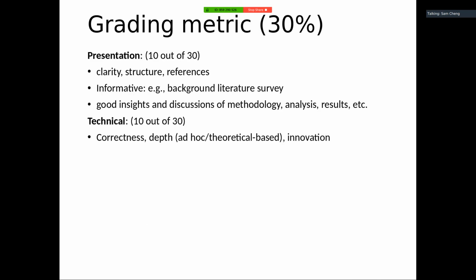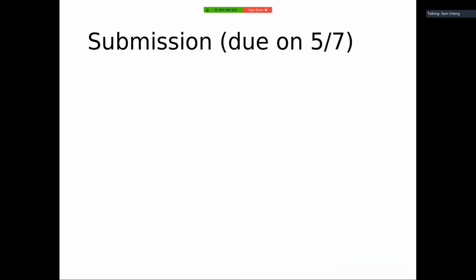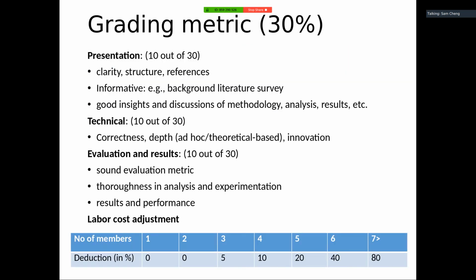And for the final submission, I think it's around May 7, something like that. You're required to submit a written report, and any kind of format is okay, as long as you have the components and it makes sense. Talk about what the problem is and what you actually did, such as what approaches you tried and how it works, or how it doesn't work.